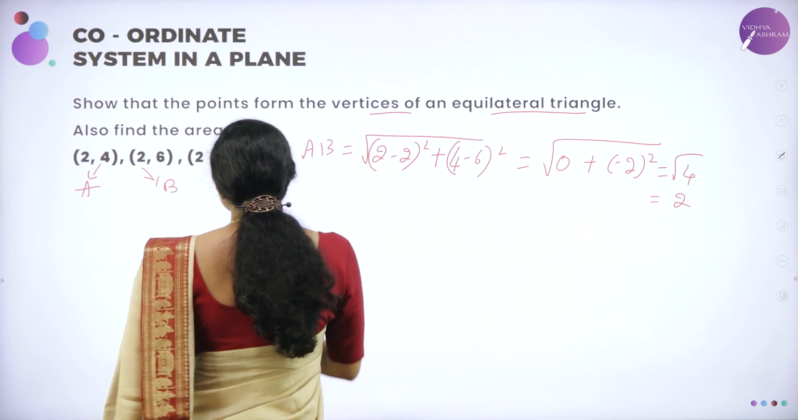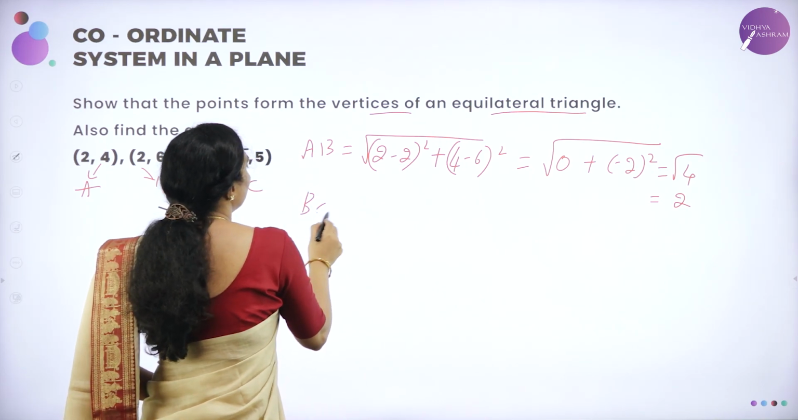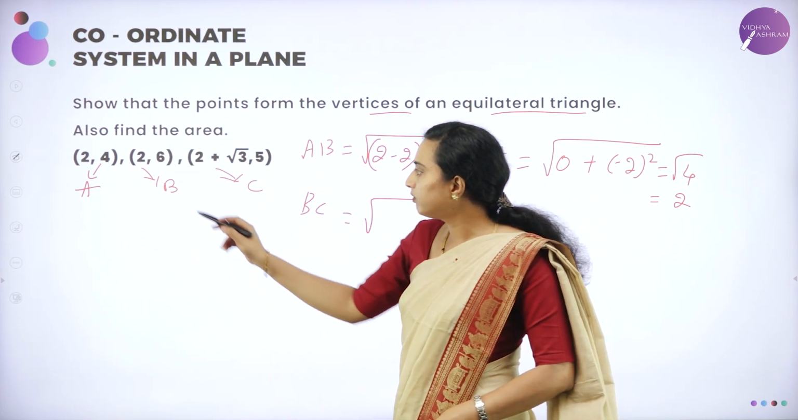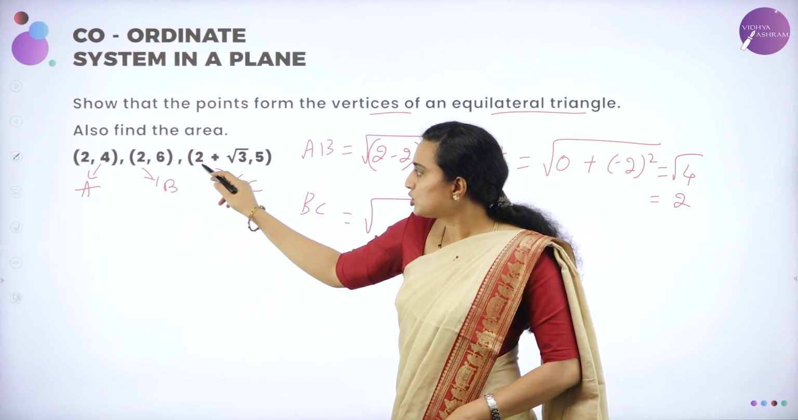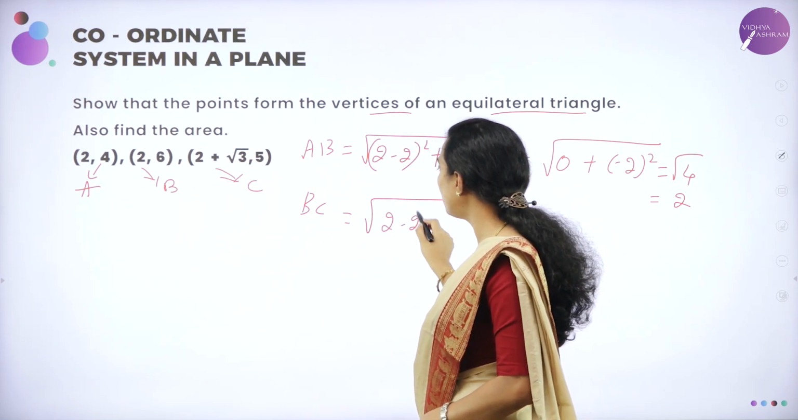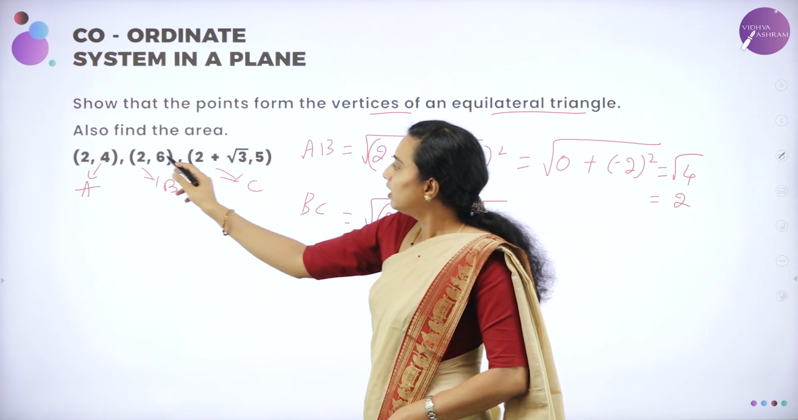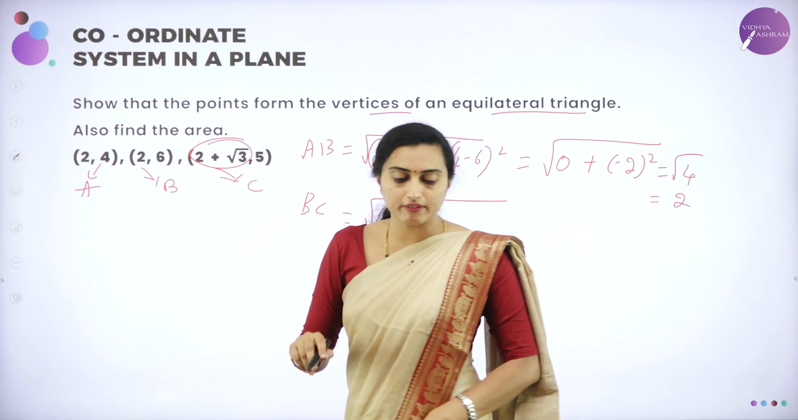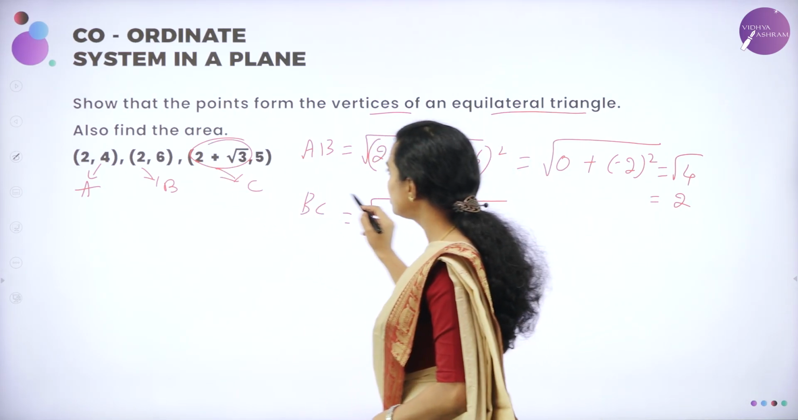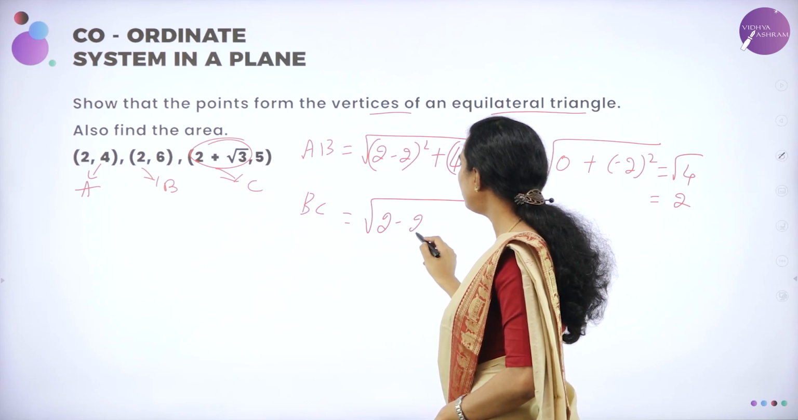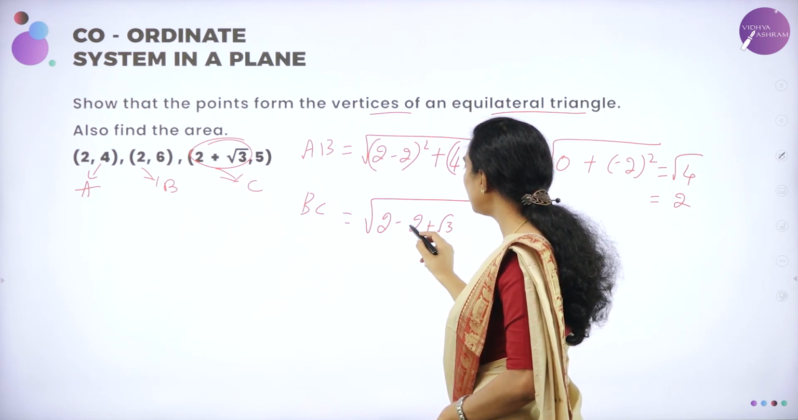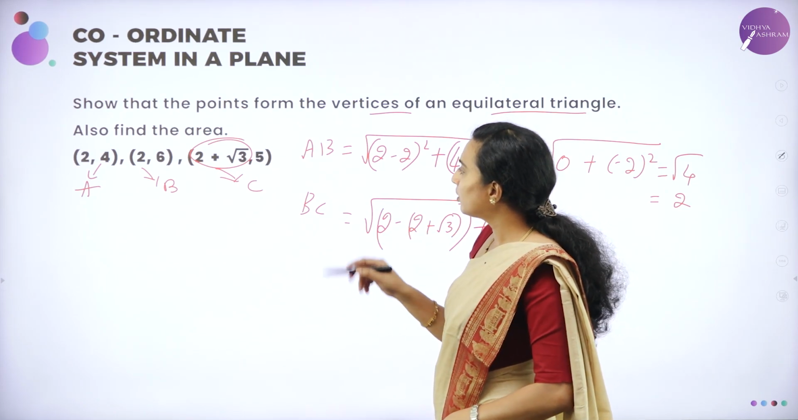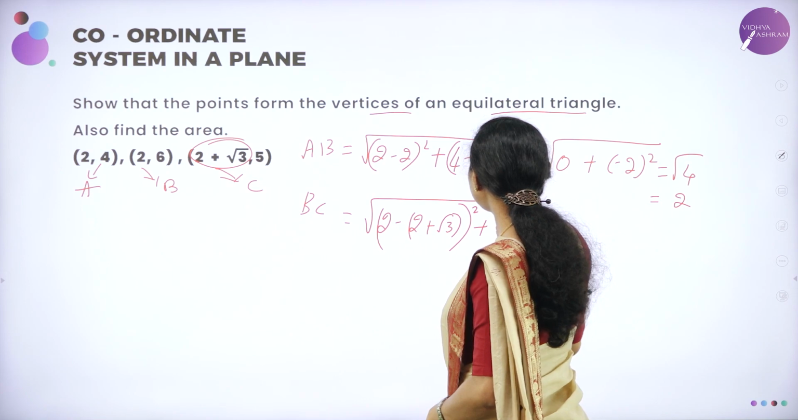We'll be moving on to the next, which is BC. BC will be equal to square root of (2 minus 2) whole square plus, with B as (2, 4)... here the point is (2 plus root 3, 5), so you are going to have (2 minus (2 plus root 3)) whole square plus (6 minus 5) whole square.